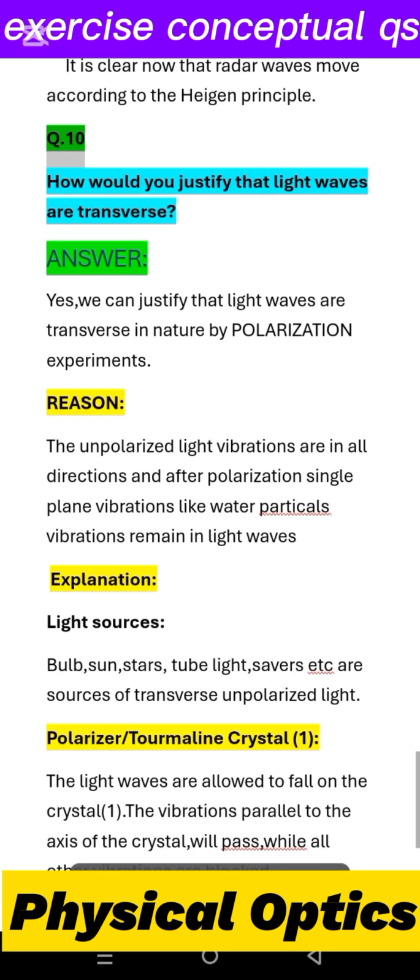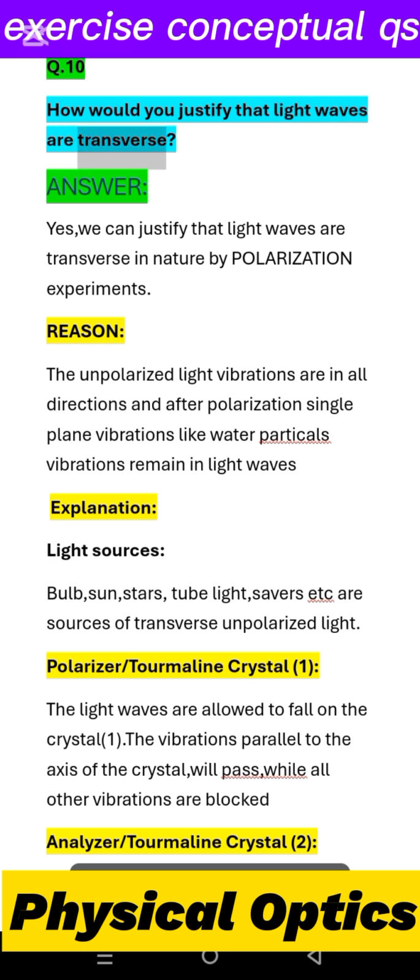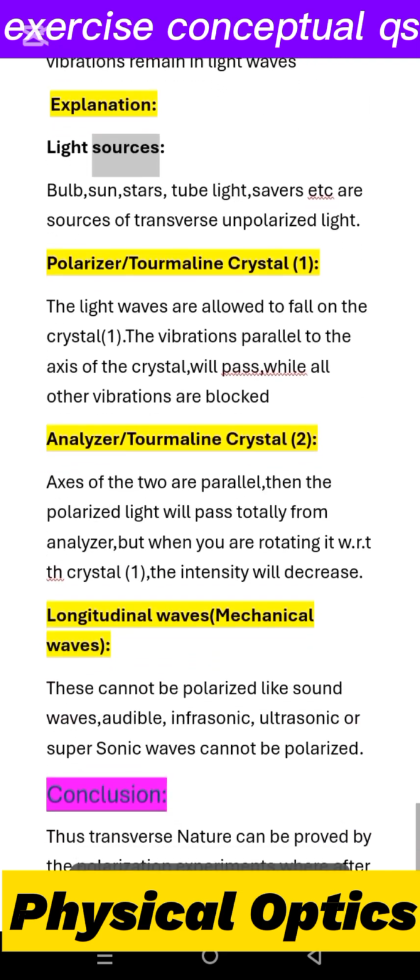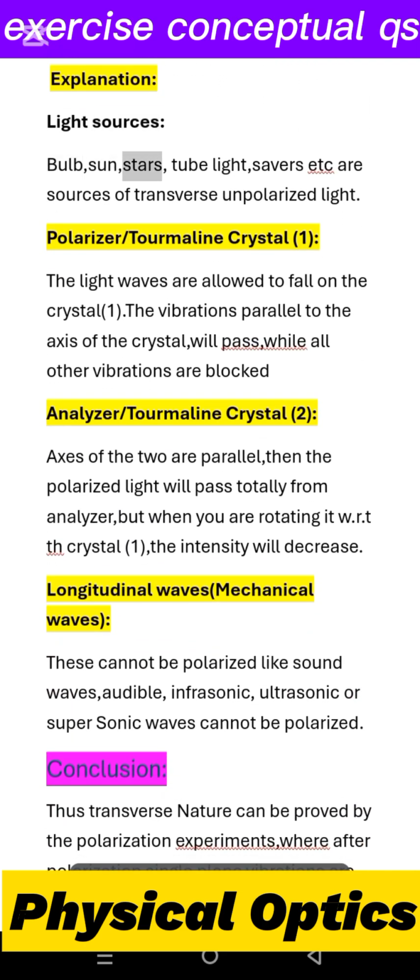Question 10. How would you justify that light waves are transverse? Answer: yes, we can justify that light waves are transverse in nature by polarization experiments. Reason: the unpolarized light vibrations are in all directions, and after polarization single-plane vibrations, like water particle vibrations, remain in the light waves. Explanation: light sources such as bulb, sun, stars, tube light, etc. are sources of transverse unpolarized light. Polarizer, tourmaline crystal, 1.